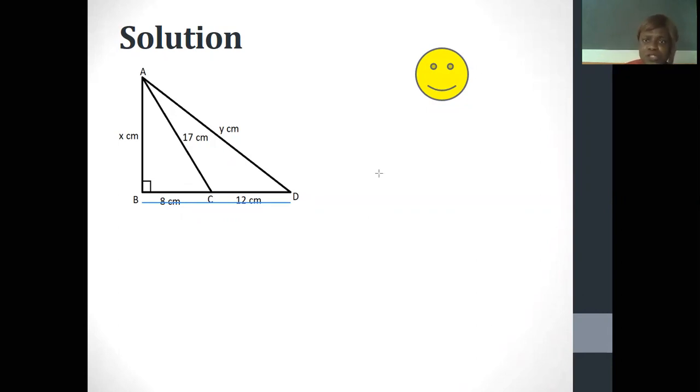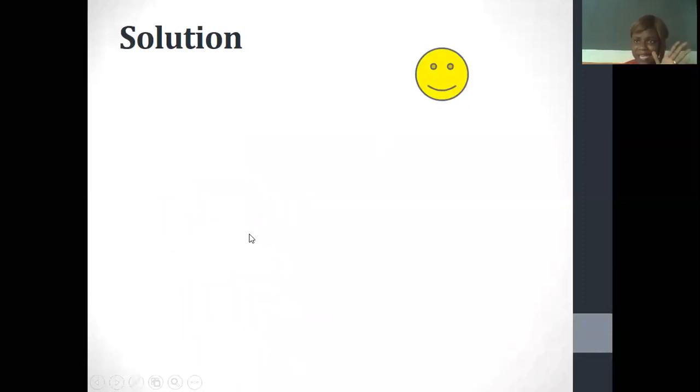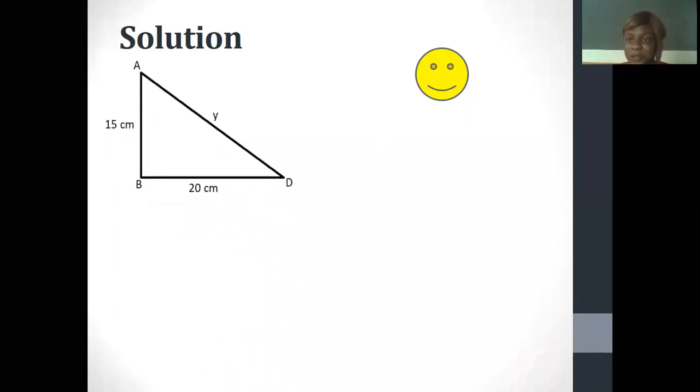Okay. So just follow me and try to understand. Back to that triangle. Now this is our new triangle. Remember that now we have our x as 15, we got that in the last one. And we have our BD as 20 because we know that 8 plus 12 is 20, right? Now we need to find y.